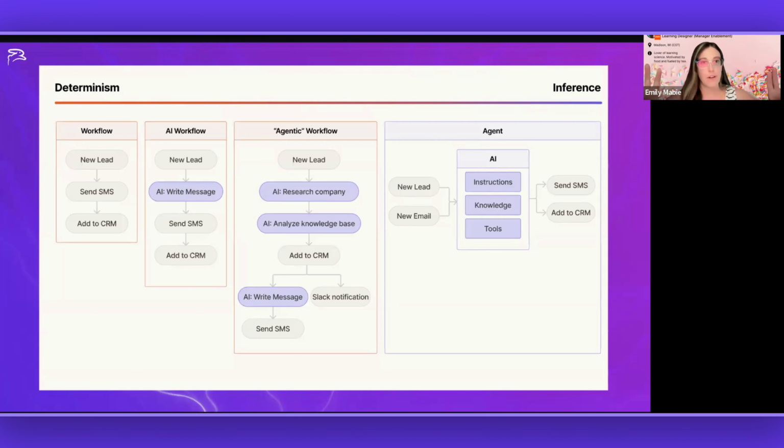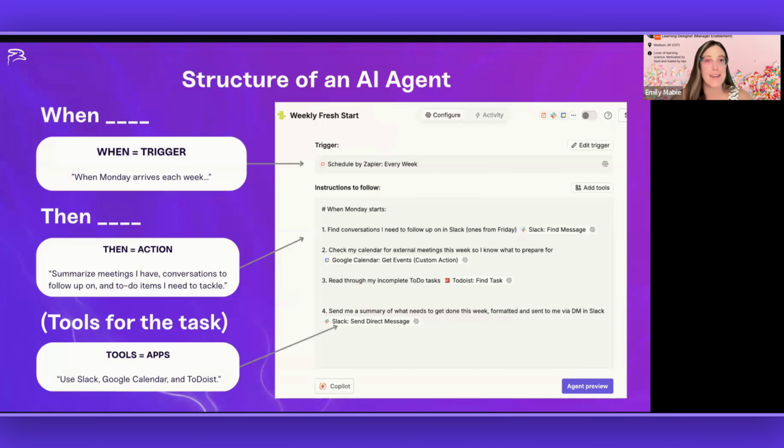So there's a key difference, right? Determinism gives us structure, while inference gives us adaptability. Agents, all the way on the right-hand side of this continuum, actually combine both. You still have that when of the trigger, but then the then can now include AI reasoning and decision making and multi-step execution. That marriage of determinism and inference is what makes an agent powerful. And it's the shift from static rules to dynamic action that we'll see on the next slide here.